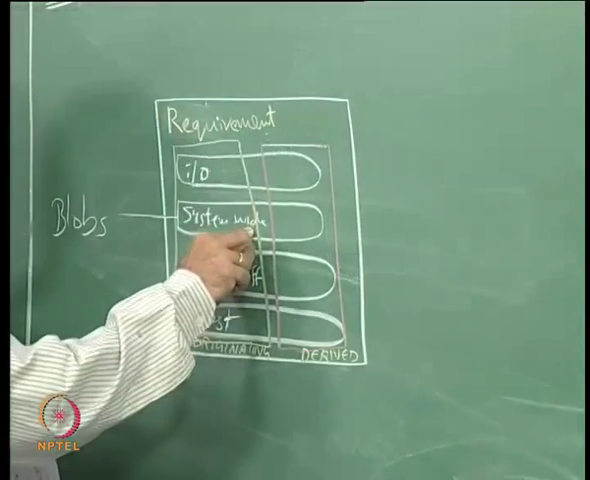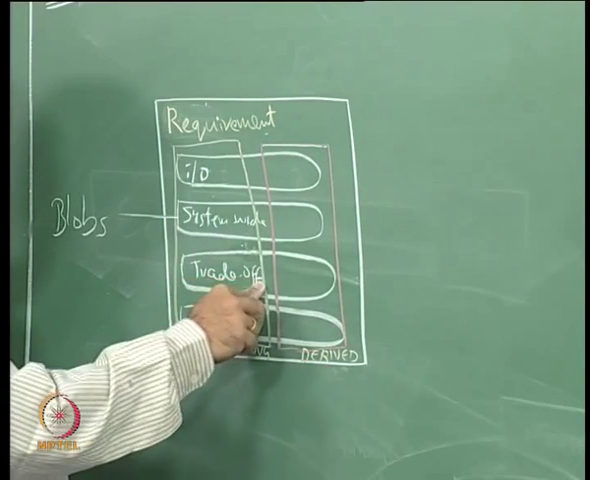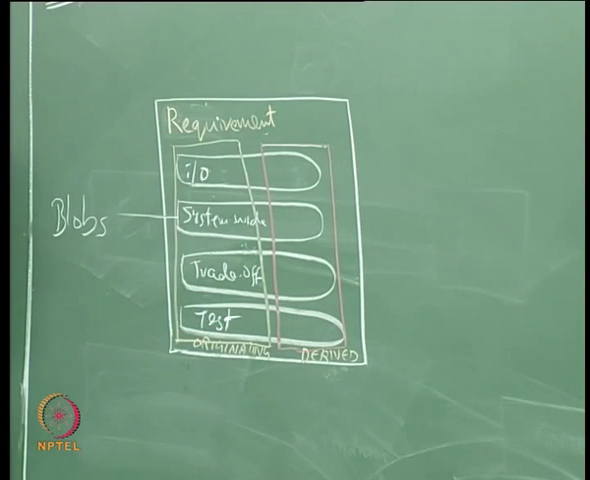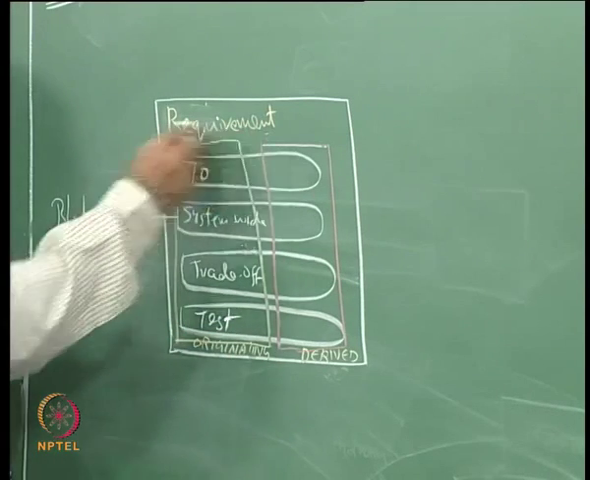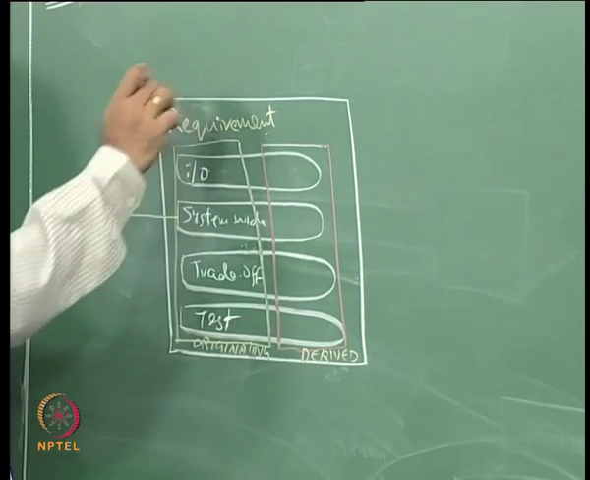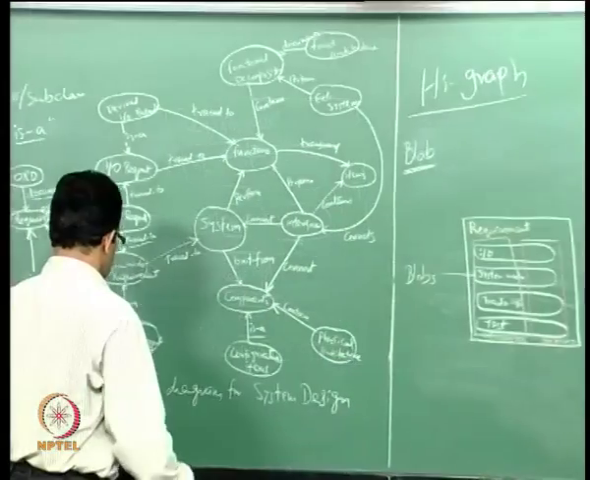Similarly, system wide requirement can be originating requirement or derived requirement, trade off requirement can be originating or derived, similarly test also originating or derived. So, all these requirements are combined into a single block, and this is known as the one entity in the high graph. So, that is the difference between high graph and the complex ER diagram.